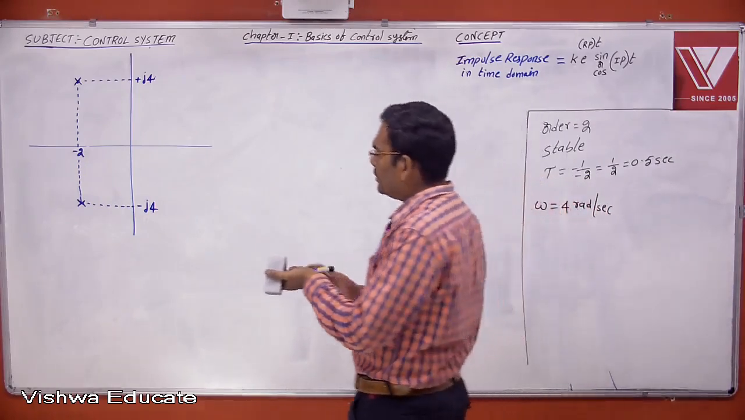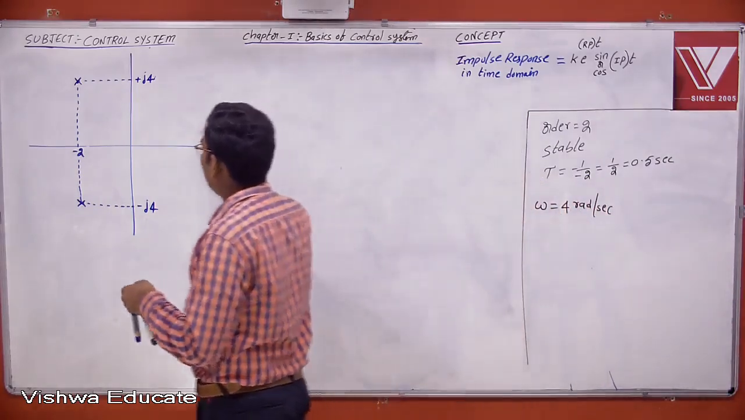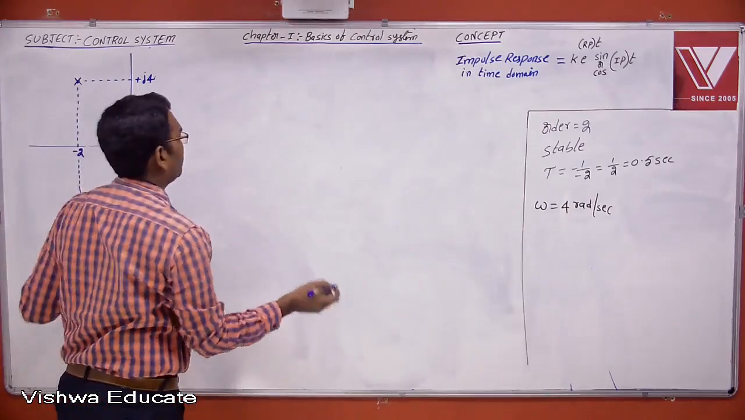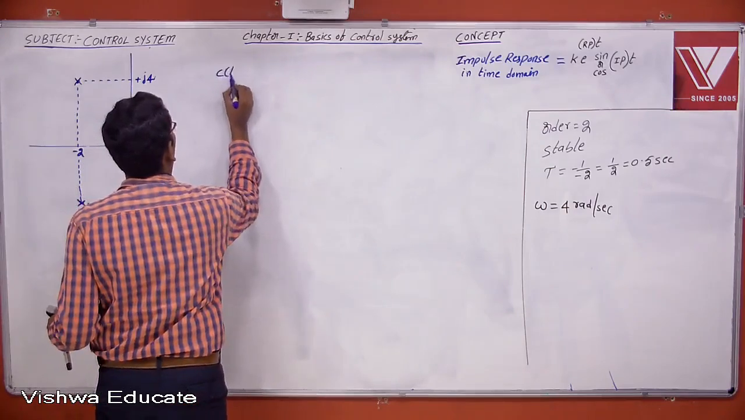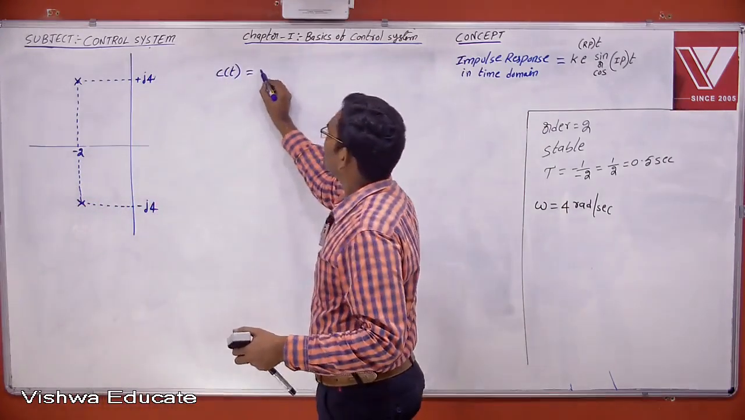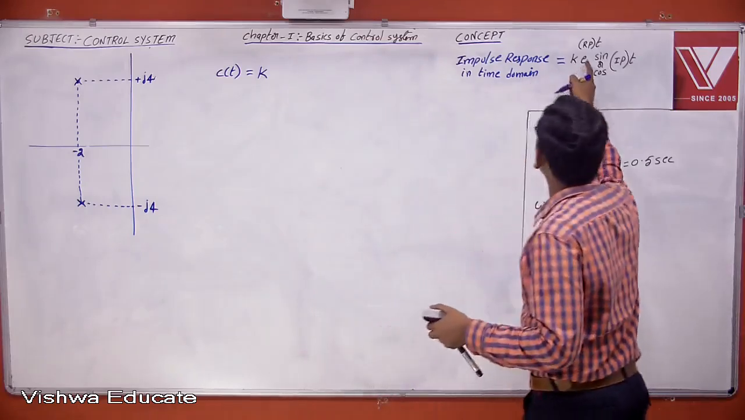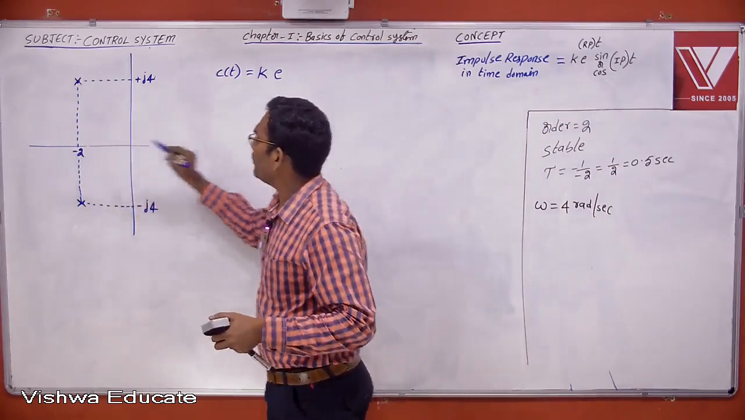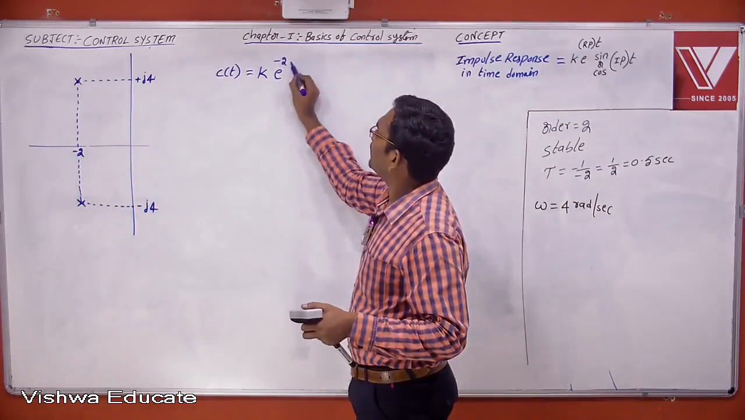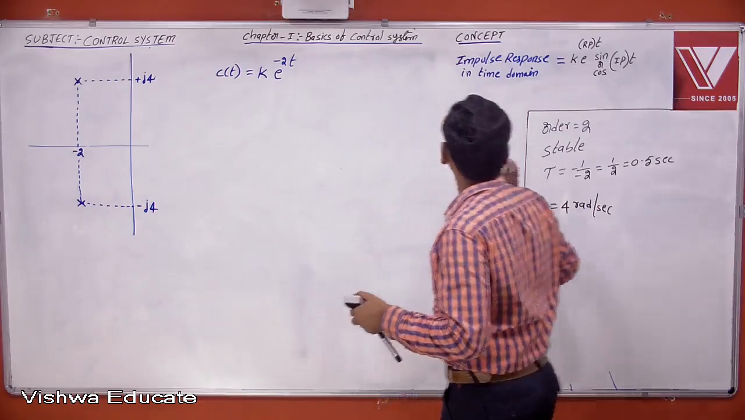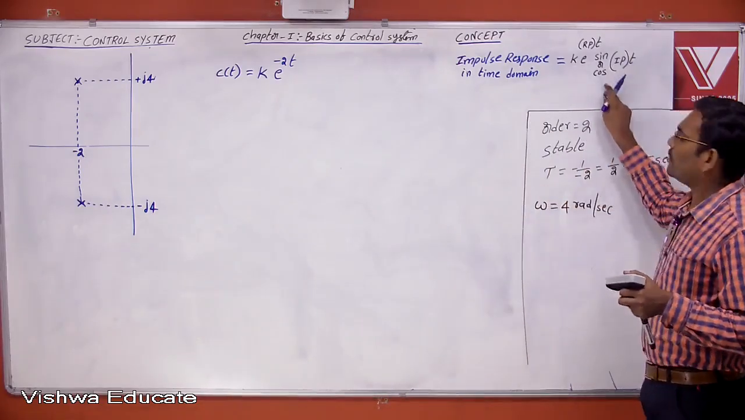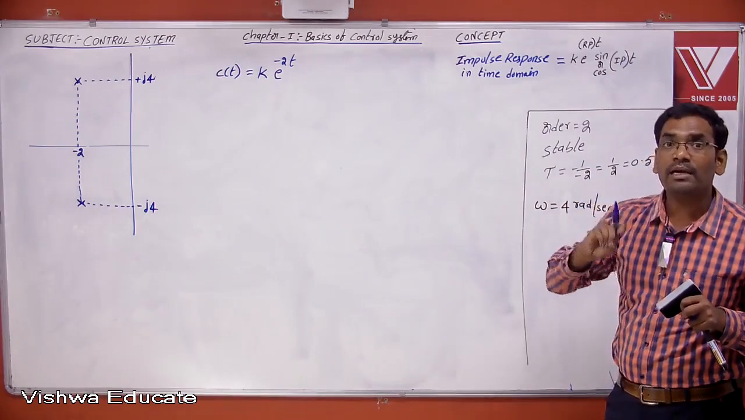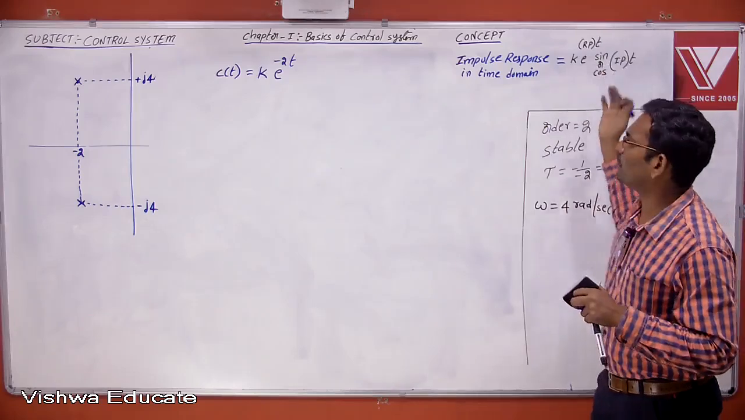Therefore, now see here, I am giving one simple shortcut method for any particular poles and zeros location. What is the impulse response in time domain? The impulse response in time domain is equal to some constant into e power real part. What is the real part? Real part is -2 into t. Sine or cos, don't get confused about taking a sine or cos term. Here it is not important whether to take a sine wave or a cos wave. What is important here is the frequency of oscillation. You may take sine or cos, not a problem.